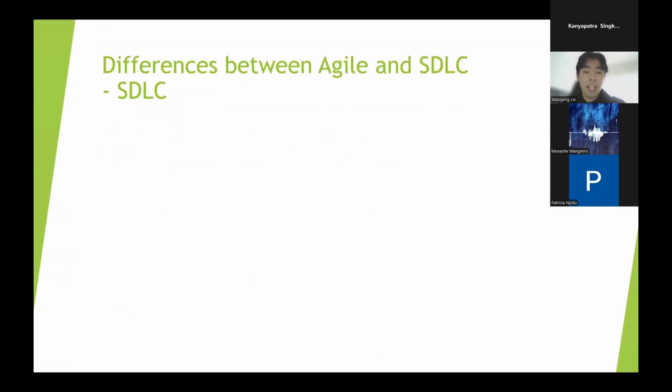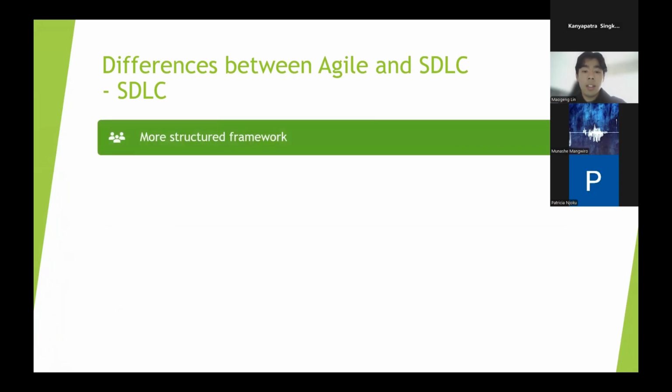Next, we will be looking at the traditional SDLC methods. To start off with, the traditional SDLC method is more structured as it follows defined stages such as planning, analysis, design, implementation, and testing. This clear structure helps teams stay organized and ensures every important step of development is completed in a logical order.